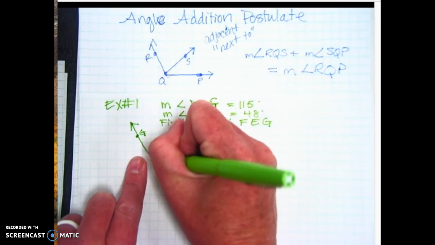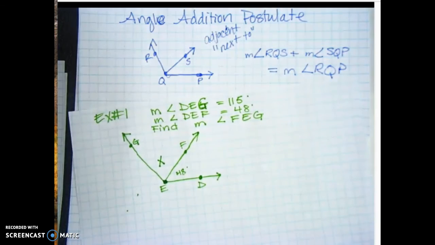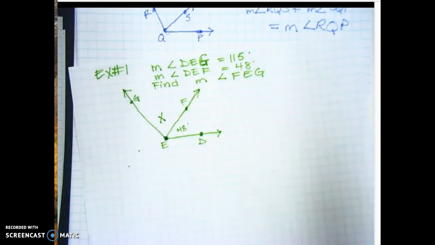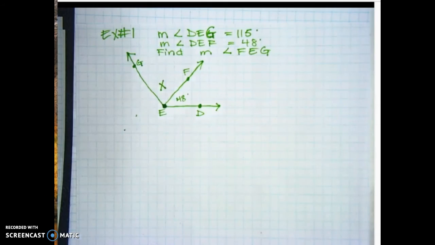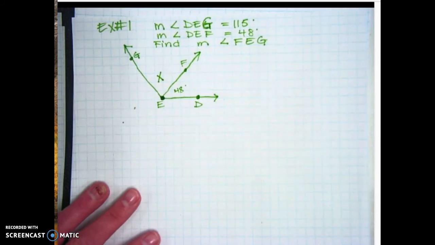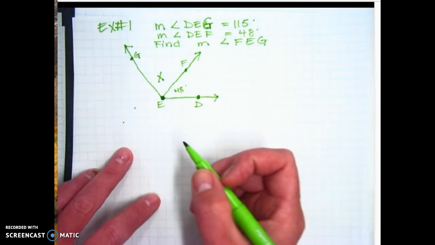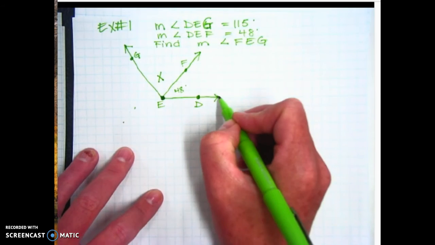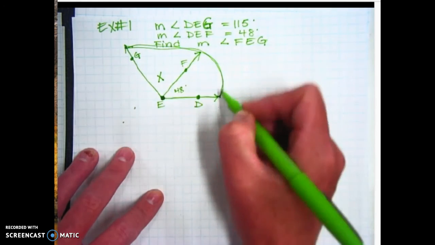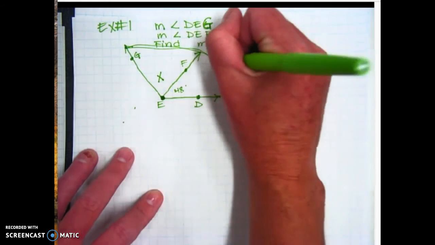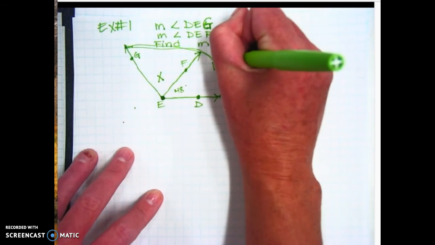So I'm going to put an X there, or you could put a question mark, or whatever variable you like. Maybe you like L, because that's what your name starts with. Just pick any variable. Okay, I'm going to put an X. And for the 115 degrees, I'm going to connect it like a little rainbow on the outside to show the whole thing is 115 degrees.